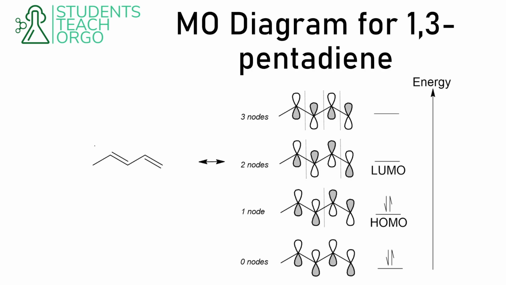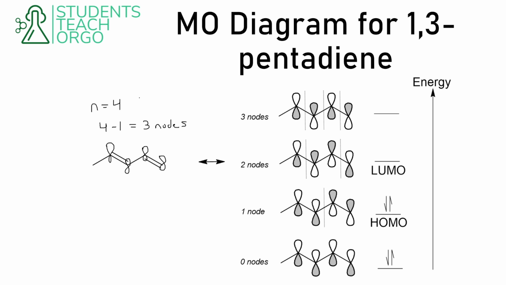What I would do in this case is find how many contributing pi orbitals we have. We have one here, one here, one here, and one here. That's 4, so n is equal to 4. If we want to find how many nodes that is, it's going to be 4 minus 1, which is equal to 3 nodes at most. So this diagram is perfect thus far.